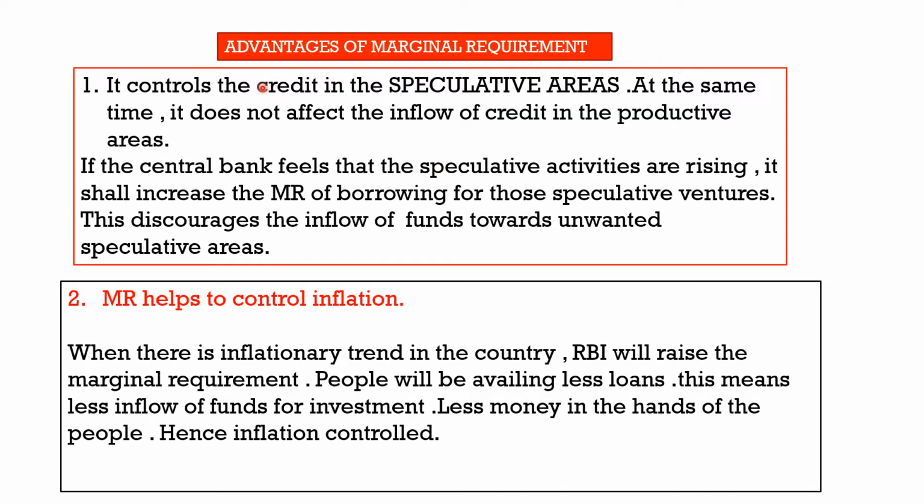Now, what are the advantages of this marginal requirement? It controls the credit in the speculative areas. At the same time, it does not affect the inflow of credit in the productive areas. Now, what are the speculative areas? Speculative areas are those areas where you may have a profit, but there are quite substantial chances of losing it also. The risk is also a very high factor. Right? Now, supposing I want to go in for a tire industry.